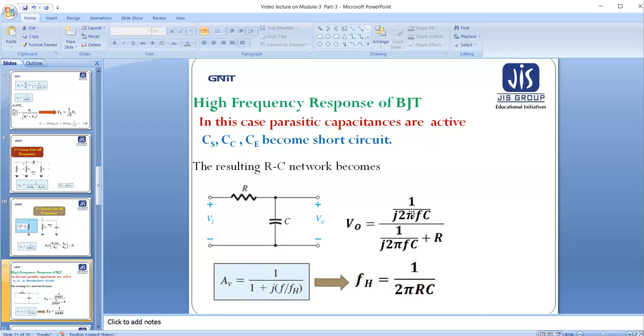Just divide. If we place this factor into the denominator, it gets cancelled out and it becomes 1 by 1 plus R by j 2 pi fC. So ultimately it becomes 1 by 1 plus j R 2 pi fC. After reorganizing, it looks like this.